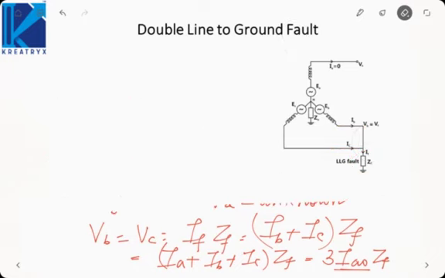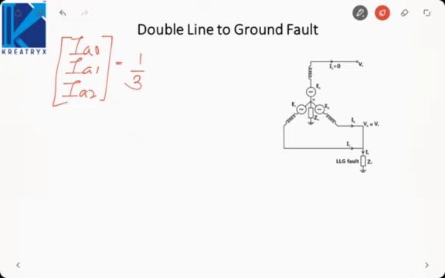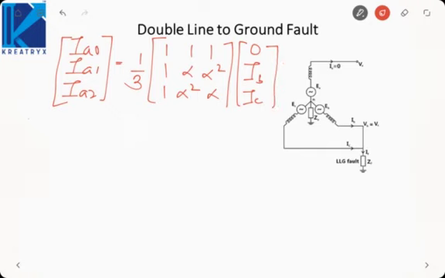So to derive symmetrical components of currents, we will calculate IA0, IA1, IA2, which is equal to 1 by 3 times the matrix [1, 1, 1; 1, alpha, alpha square; 1, alpha square, alpha]. Here the currents will be IA, which is 0, IB and IC. Now if we calculate IA0, it is equal to 1 by 3 (IB plus IC).